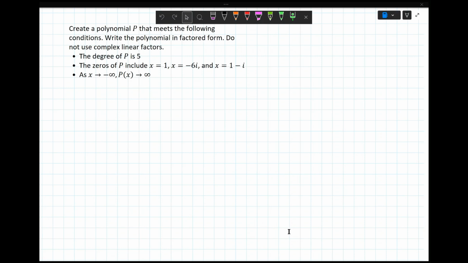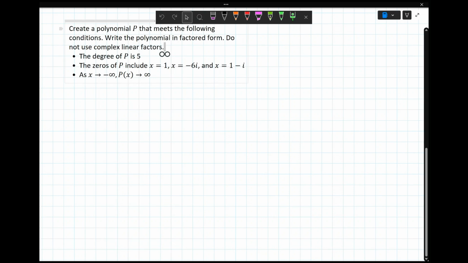Hello, everyone. Let's talk about how to create a polynomial given some conditions. Now, notice our goal here is to write a polynomial in factored form, but we don't want to use complex linear factors. That means we should not see any i's in our factored form. Now, let's talk about what each condition tells us.